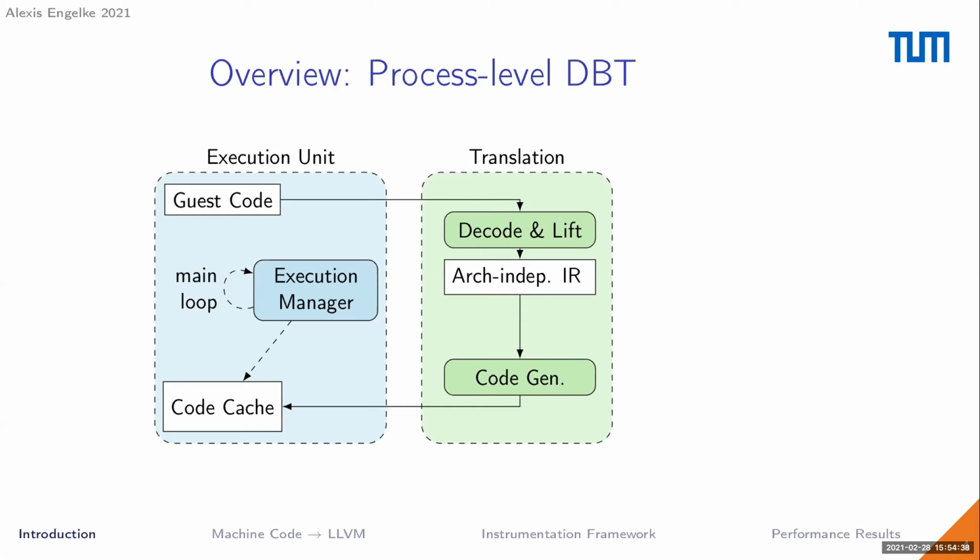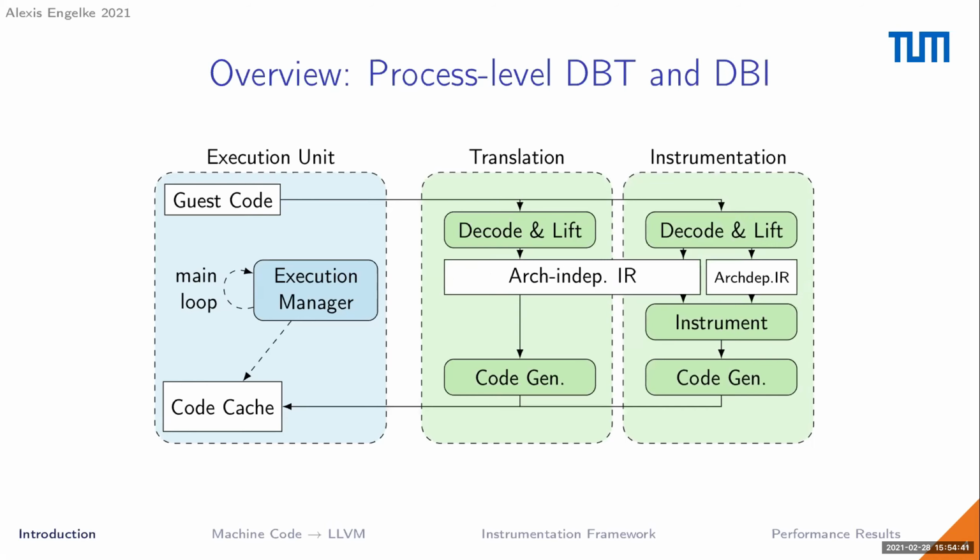So if we add dynamic binary instrumentation to this picture, it actually looks very similar. The only two differences are that after decoding and lifting, it may be an architecture dependent IR. For example, if we run x86 on x86, we may not want to throw away our previous x86 instruction, so we can get faster from x86 to x86. And after lifting, the code is actually modified, which is instrumentation. But the rest is very similar, especially the execution unit. And translation now essentially becomes a special case of instrumentation where the instrumenter just doesn't modify anything.